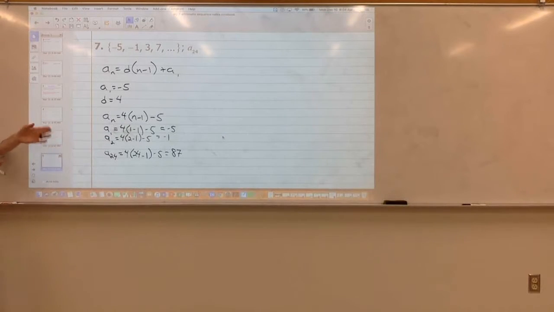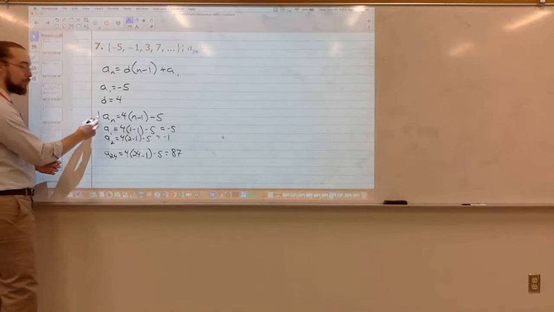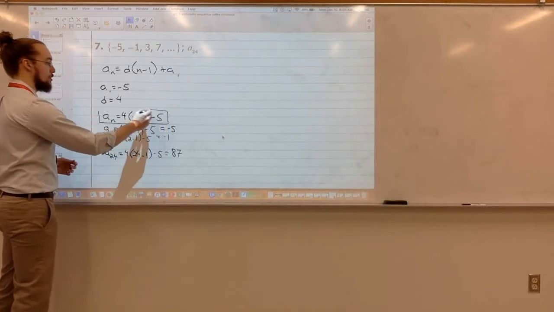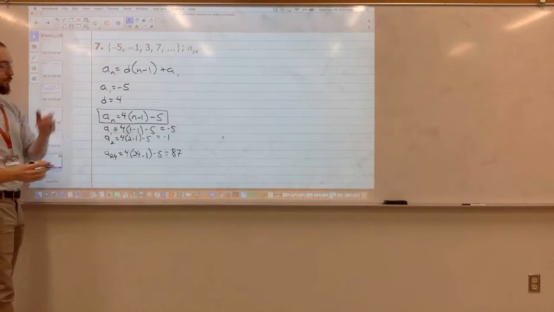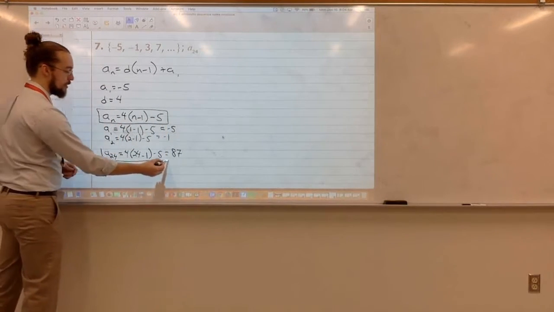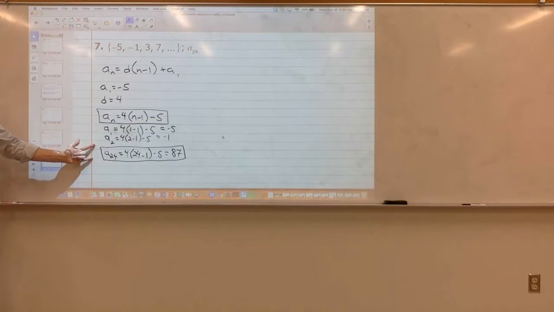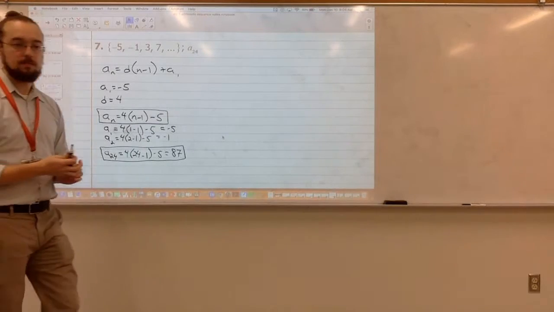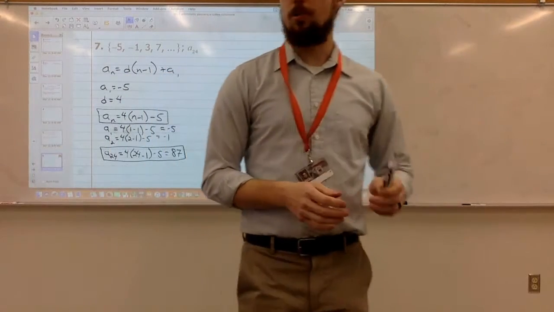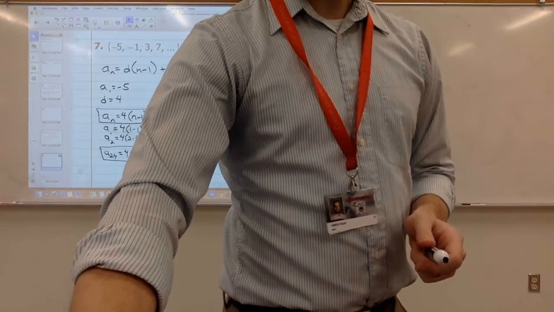Right? So these problems have two answers. They ask you for two things. First, they ask you for the rule. So this is the first answer. And then they ask you for the 24th term. So this is my second answer. We need to write the rule first, and then find whatever term we want. Okay? You okay so far? All right, let's do one more of these together, and then I'll have you guys try a couple.